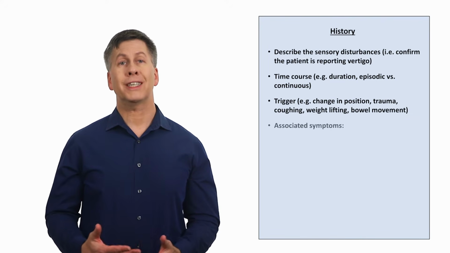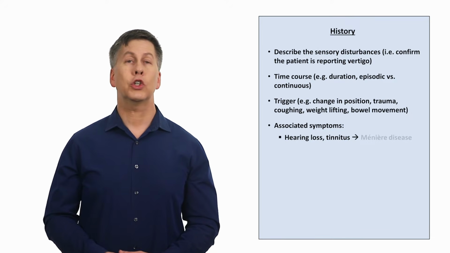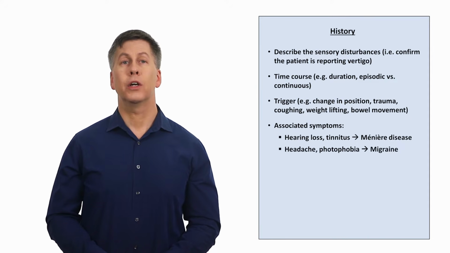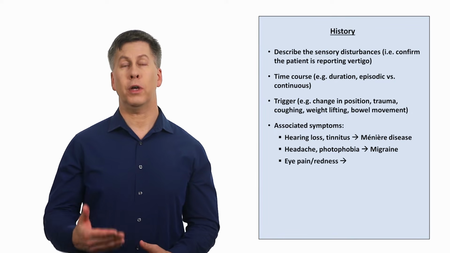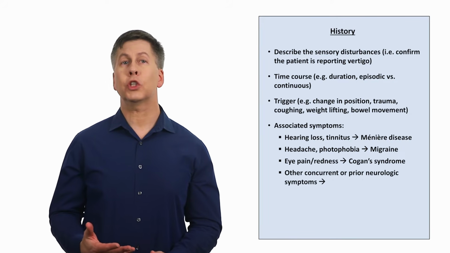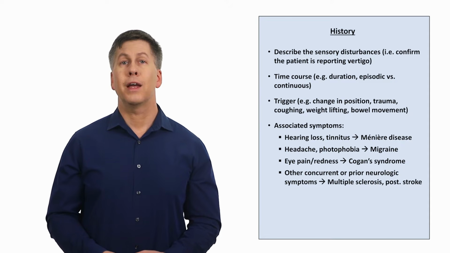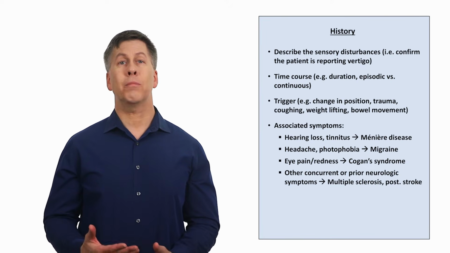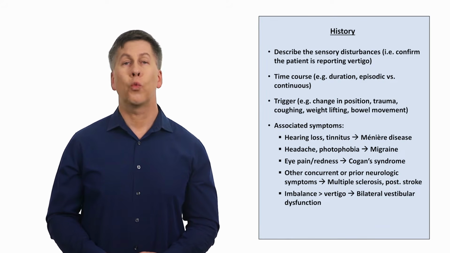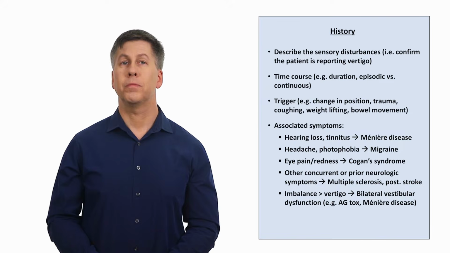There are a number of associated symptoms to ask about. Concurrent hearing loss and tinnitus, or ringing in the ears, suggest Meniere's disease. Headache and photophobia suggest migraines. Concurrent ocular symptoms beyond photophobia suggest Cogan's syndrome. Other concurrent or prior neurologic symptoms suggest multiple sclerosis or a posterior circulation stroke. If the patient has a deficit in balance that is more prominent than vertigo, it suggests bilateral and symmetric vestibular damage, which is classic for aminoglycoside toxicity, but can also be seen with Meniere's disease.